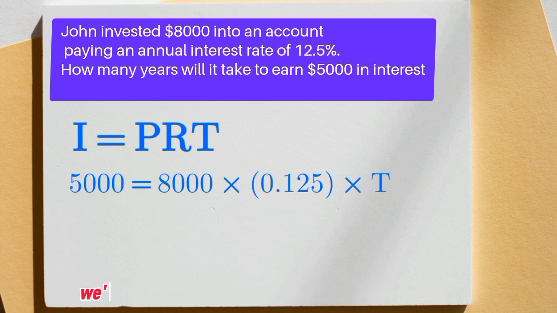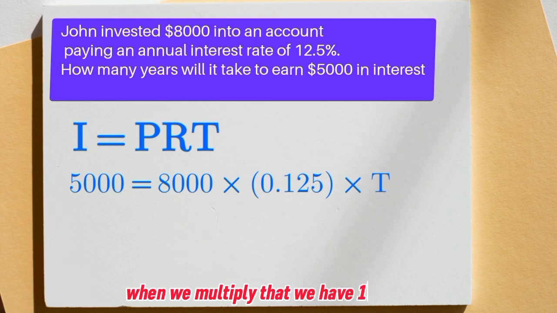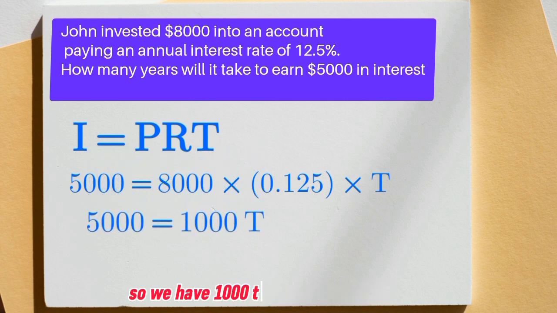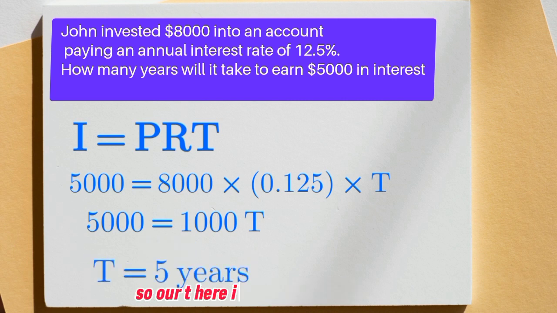First of all, we are going to multiply 8,000 with 0.125. When we multiply that, we have 1,000. So we have 1,000 T equals 5,000. So to solve for time, we are dividing both sides by 1,000. And dividing 5,000 by 1,000, you are left with 5. So our T here is equal to 5 years. So it's going to take John 5 years at an interest rate of 12.5% to earn 5,000 in interest.